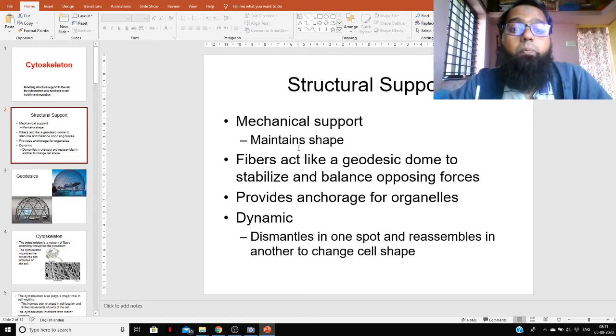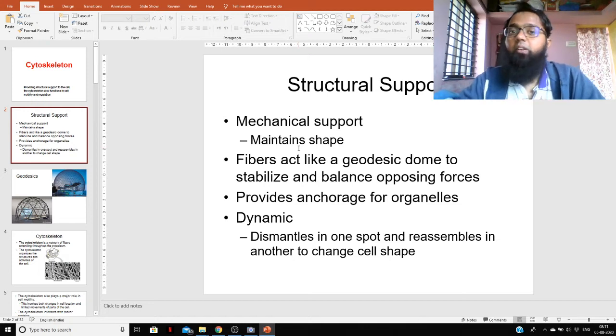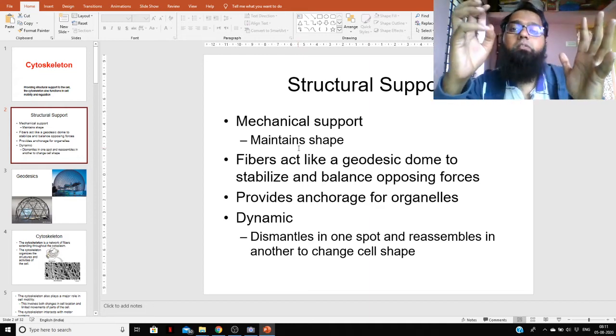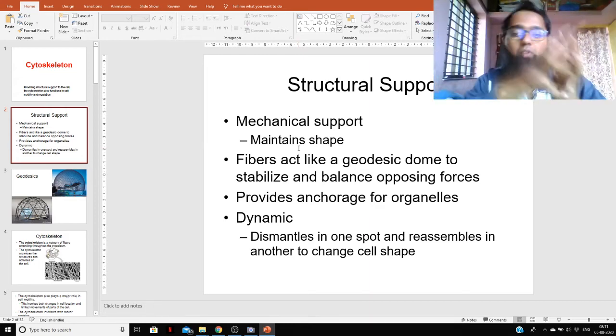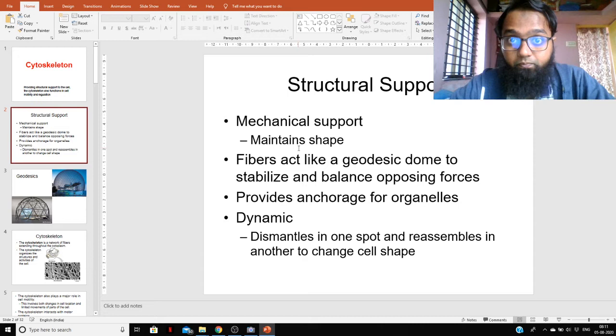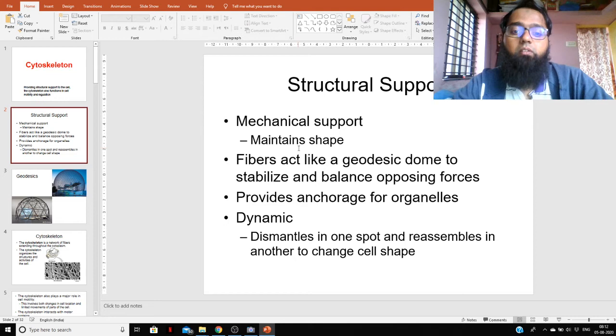Then it provides anchorage for organelles. Anchorage is a general term. It means where the cell wants materials to be stuck. So it forms a mesh-like structure in which the cell organelles, that means the different parts of the cell, are held in place. Then the next thing is that it is very dynamic. I'll explain this in the coming slides with the help of some good photographs.